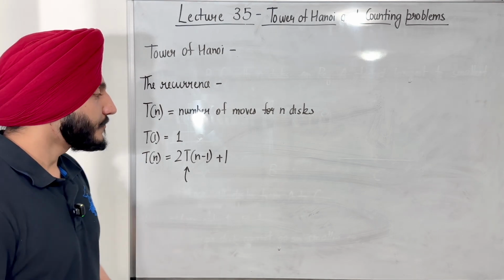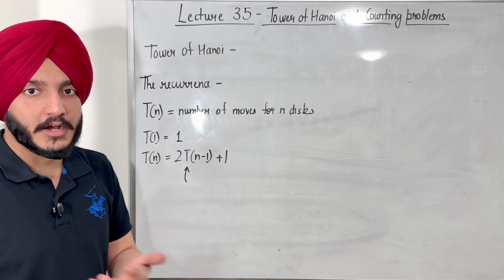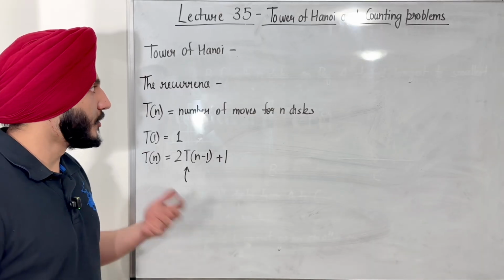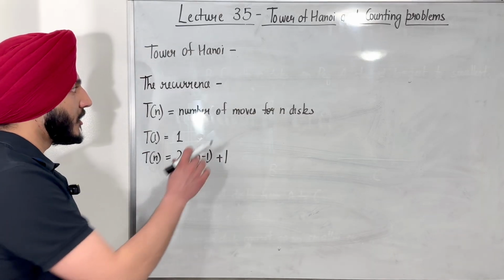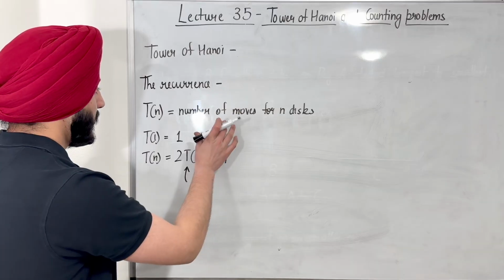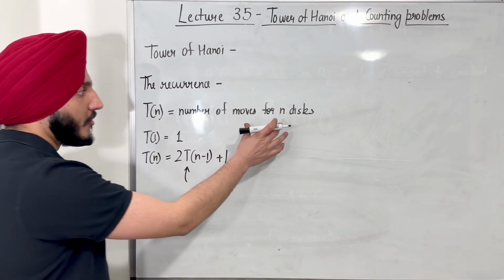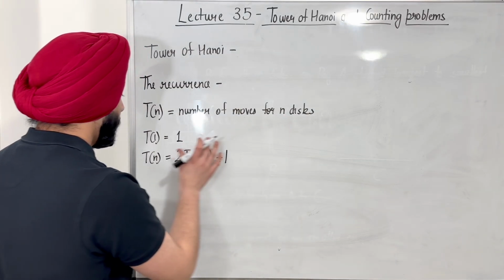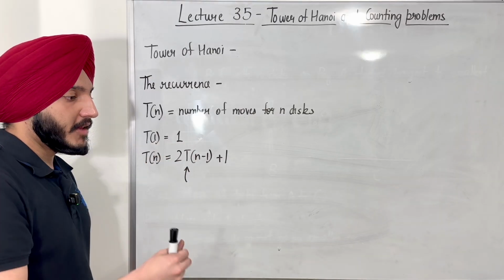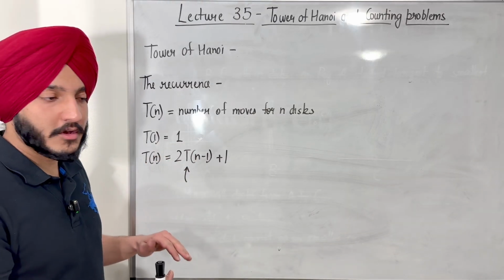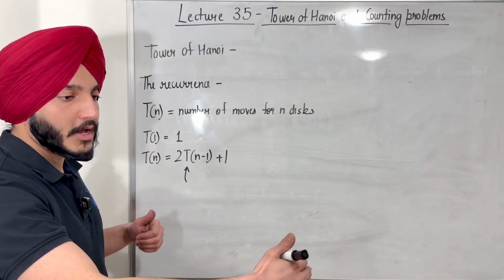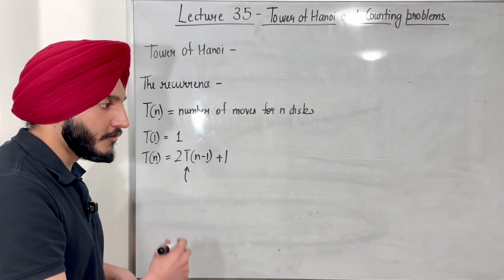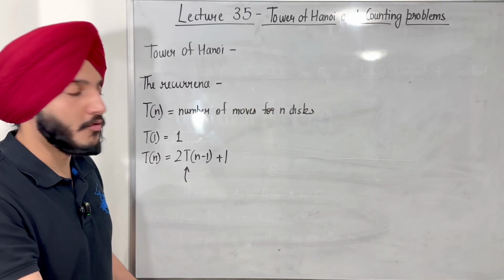Okay, so I hope you were able to understand the Tower of Hanoi problem from the animation. Now let's look at the formula of the recurrence. So T(n) is the number of moves for n disks. We know that T(1) would be 1, because if I just have one disk and I have 3 pegs, then in order to move from A to C, I just need one move.